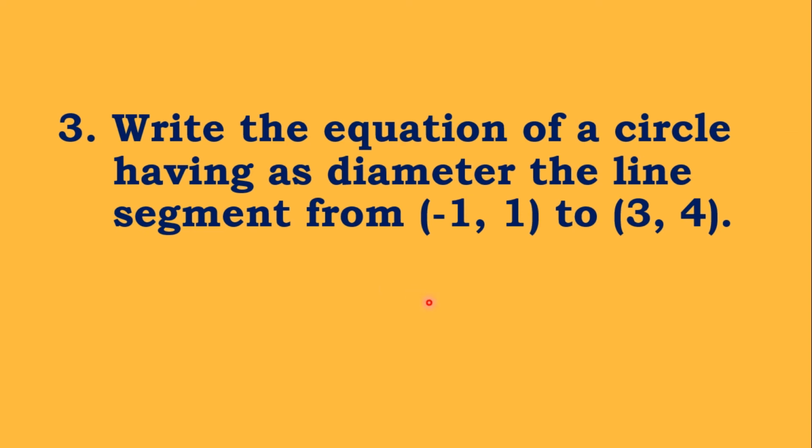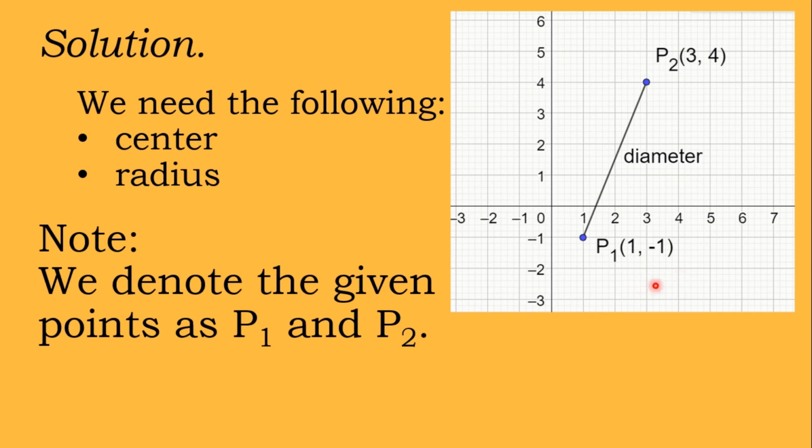Number 3. Write the equation of a circle having as diameter the line segment from -1, 1 to 3, 4. So we have here the illustration. Again, we need the center and radius of the circle. But with this, we need to take note that we still have to find the center and radius. We denote the given points as P sub 1 and P sub 2. P sub 1 has coordinates 1, -1, and P sub 2 has coordinates 3, 4.